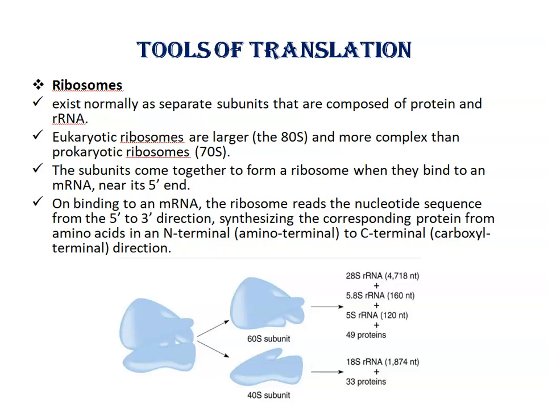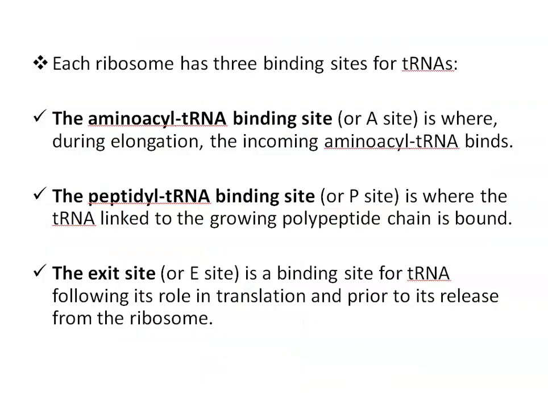They bind to an mRNA near its 5' end. On binding to an mRNA, the ribosome reads the nucleotide sequence from the 5' to 3' direction, synthesizing the corresponding protein from amino acids in an N-terminal to C-terminal direction.